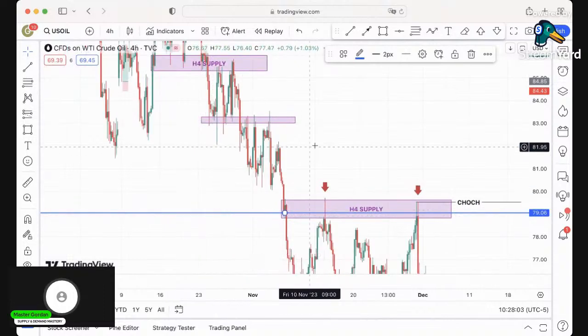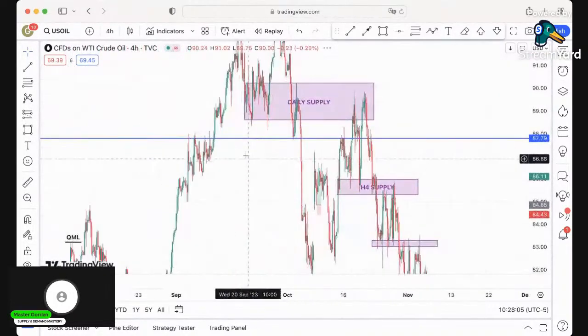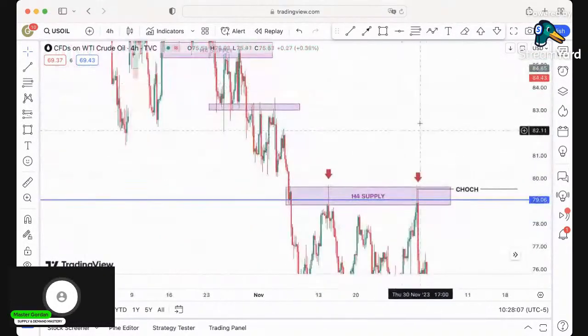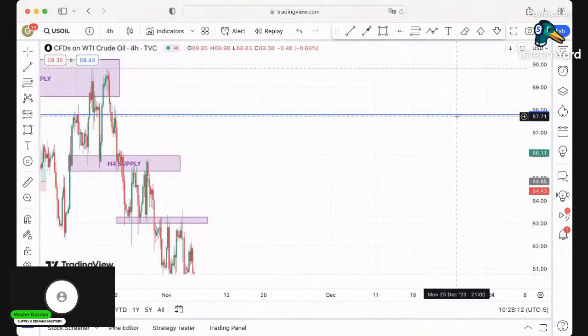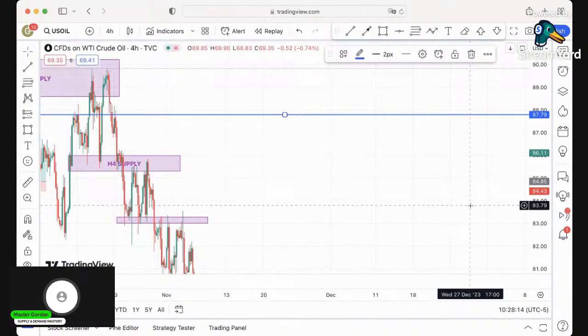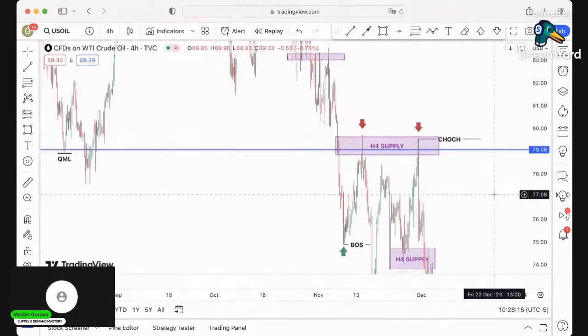This is the SSR. This is where I mark a strong or so-called key level. Okay, 79. And another key level is right here, 88, 87.8.